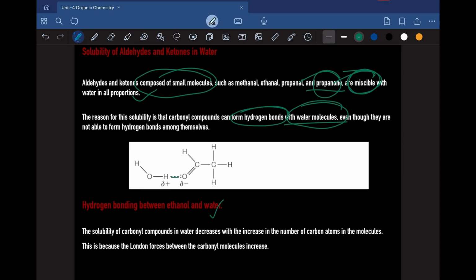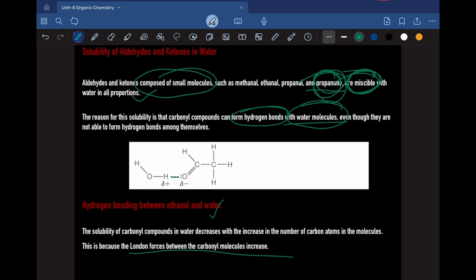Okay. The next part is that the solubility of carbonyl compounds in water decreases with increasing number of carbon atoms. The same thing that I have said: propanone is miscible with water, propanone is soluble, but as the carbon number increases to butanone or pentanone or hexanone, the London force between the carbonyl molecules increases. That way they are less miscible with water than these small molecules of methanal, ethanal and propanal.